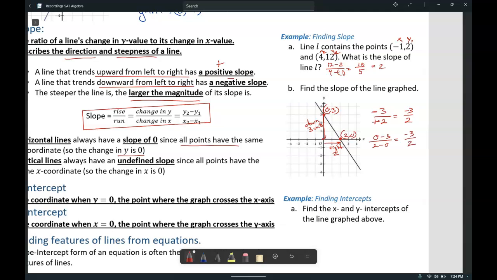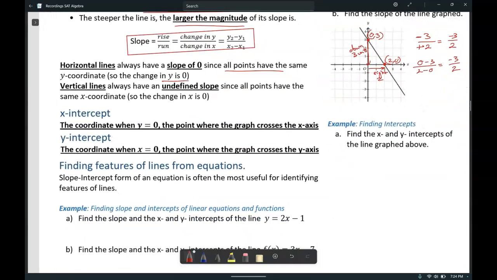Next key feature of graphs we're going to look at are the intercepts. The x-intercept is the coordinate when y equals 0, and the point on the graph where we cross the x-axis. The y-intercept is the coordinate when x equals 0, the point where the graph crosses the y-axis. See, these things are named pretty simply. We don't name things in mathematics clever or try to trick you. We tend to name them for what they are. The x-intercept is where we intercept the x-axis, and like for the y.